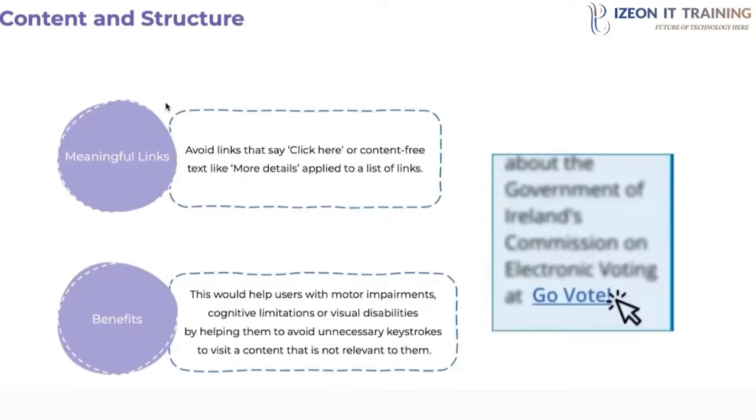Accessibility issues. So we'll just see what are the kinds of accessibility issues. Now here are the types of content and structure. So, meaningful links. It says avoid links that say click here or content-free text like more details applied to the list of links.